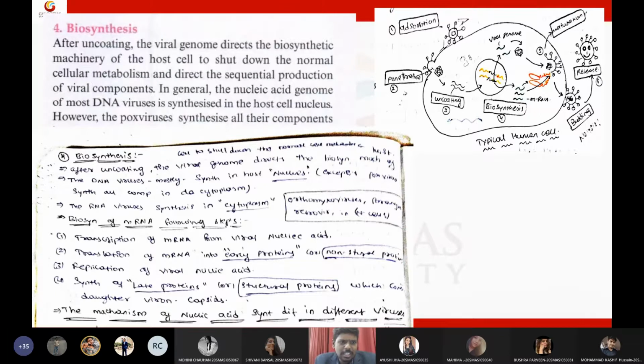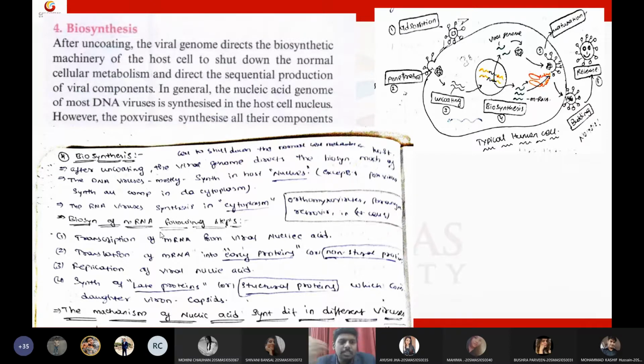So biosynthesis, to be precise, students, we already know: conversion of DNA to RNA, RNA to protein. Conversion of DNA to RNA is called transcription, whereas conversion of RNA to protein is called translation. So the virus will divert the transcription and translation process of the cell, and it will use that machinery to synthesize the viral proteins. So basically it is hijacking the cellular normal machinery to synthesize viral proteins.